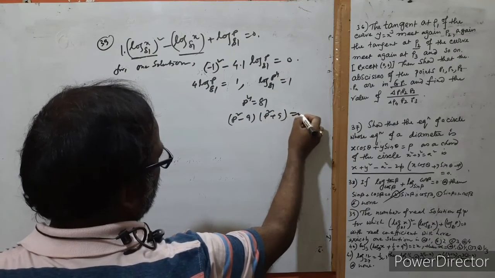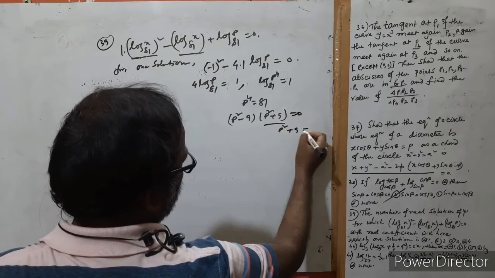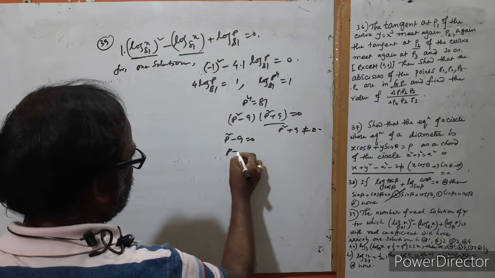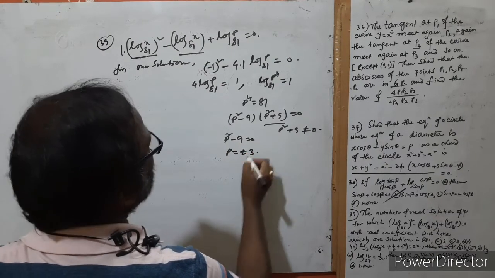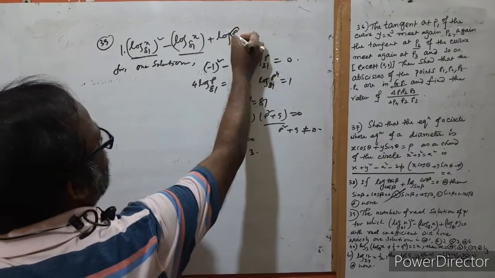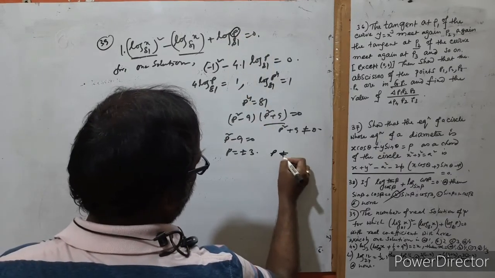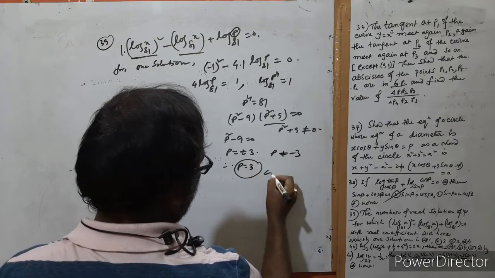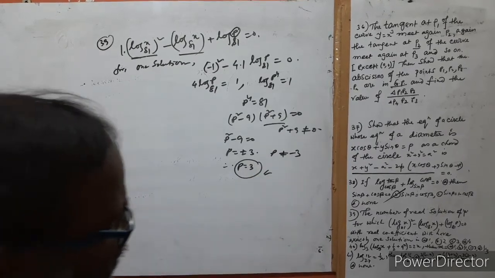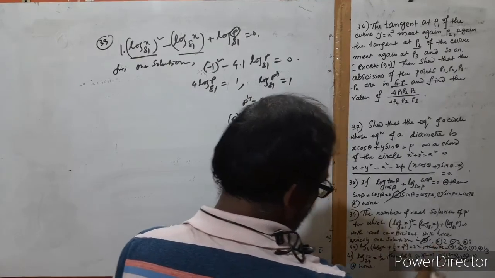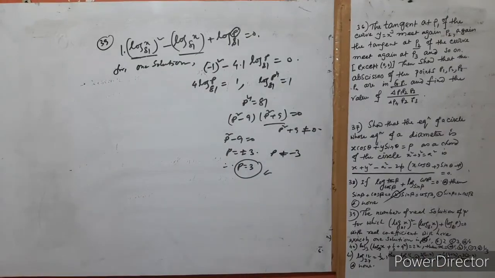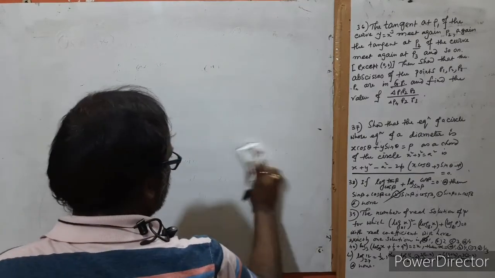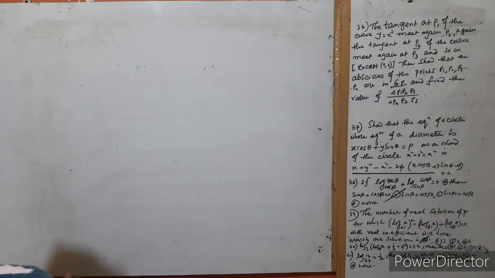P square plus 9 is never 0, so p square minus 9 equals 0. So p is equal to plus or minus 3. But in the case of log p, p can never be negative. Therefore p is equal to 3 as the single solution. So this is option A. First 41, then 40, where I do this question. Okay, now 41.